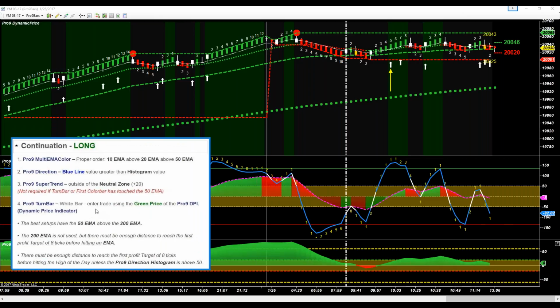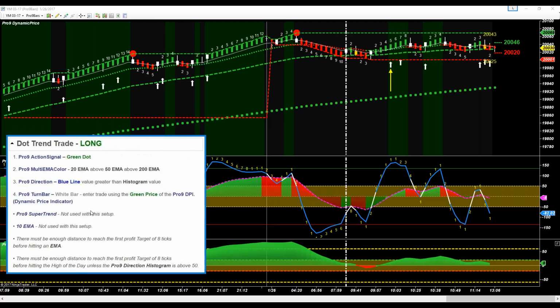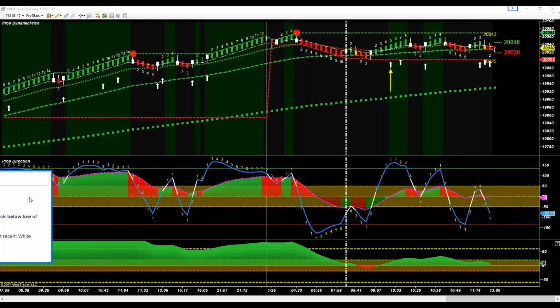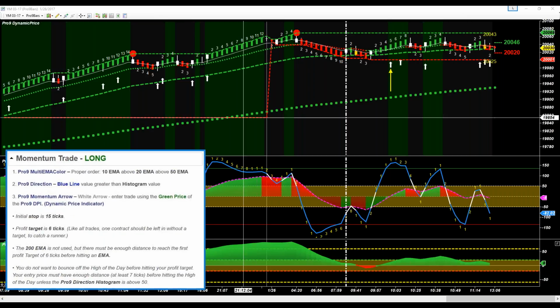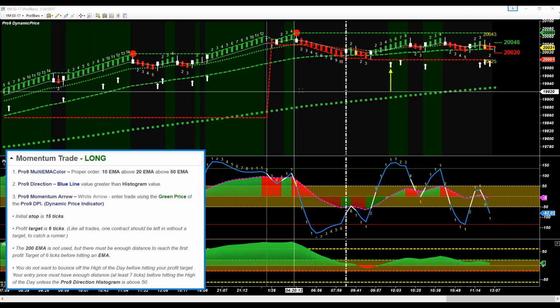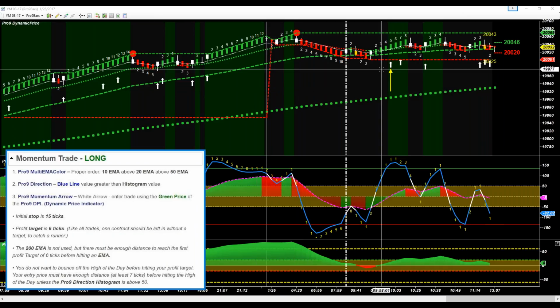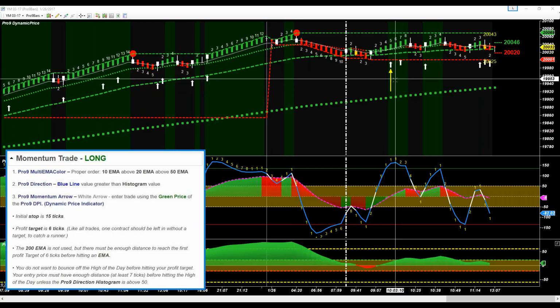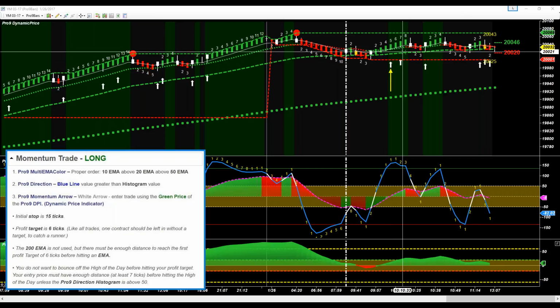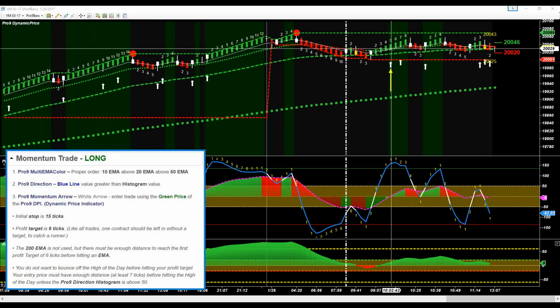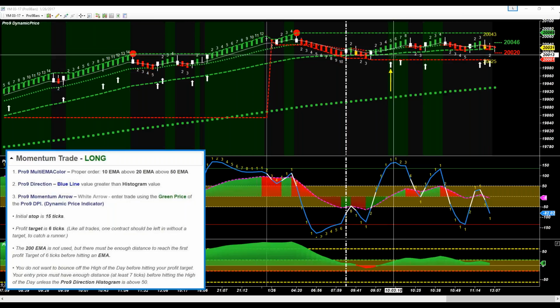So our first trade in the YM will be a momentum trade. It's a momentum long. This is the trade with the least amount of rules to qualify. Basically, all we're looking for is our colored EMAs, our colored EMA background, or for our EMAs to be in the correct order. Whichever way you like.